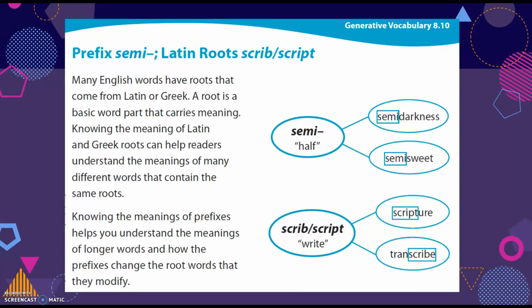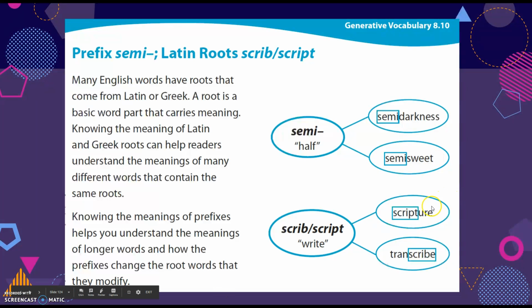Knowing the meaning of Latin and Greek roots can help readers understand the meaning of many different words that contain the same roots. So knowing the meanings of prefixes helps you understand the meanings of longer words and how the prefixes change the root words that they modify. So semi here is a prefix. Semi-sweet means half sweet.